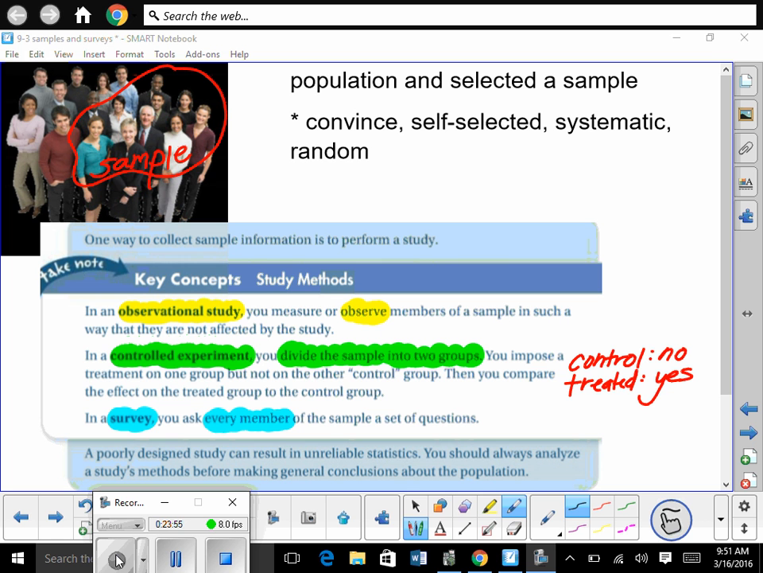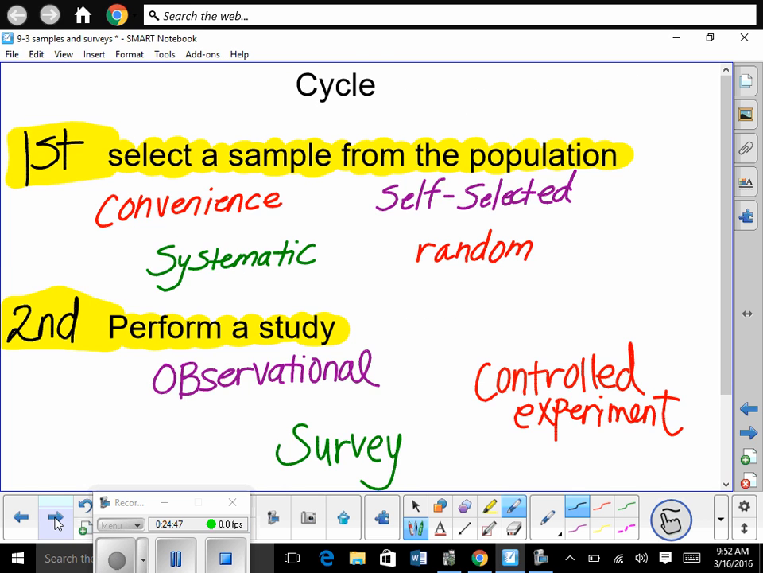Then there's a survey. In a survey, you ask every single member of the sample a set of questions. If you perform a survey, which is usually what happens, especially when dealing with people, then every single member of the sample gets the questions. Questions? A poorly designed study can result in unreliable statistics. You should always analyze a study's methods before making general conclusions about the population. If you're not careful about the type of study and you come up with a general conclusion from that sample of the population, and your study wasn't good, then you haven't come up with a correct conclusion. You guys have that on your paper.